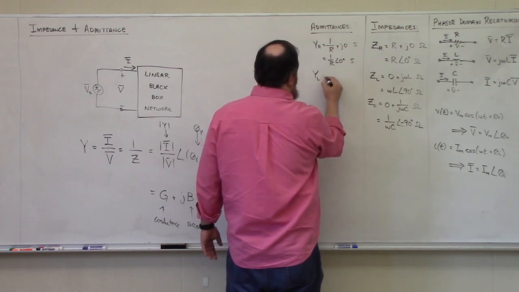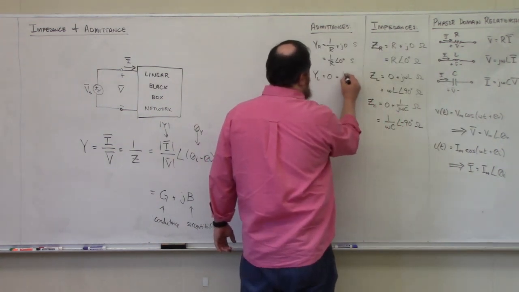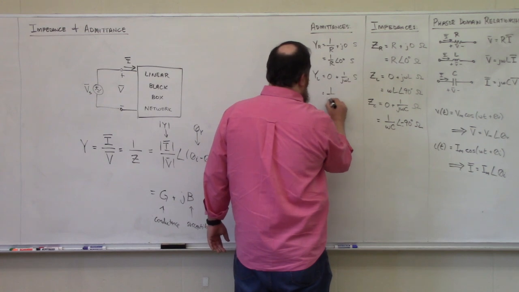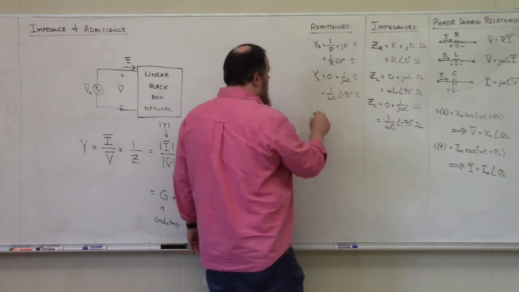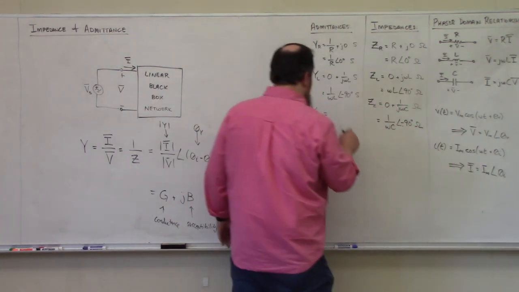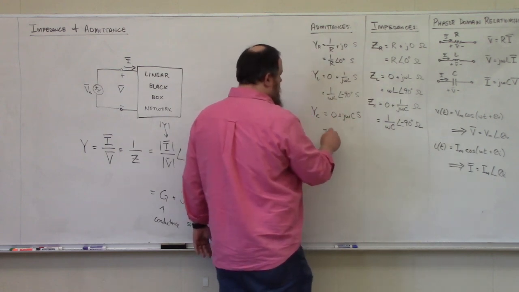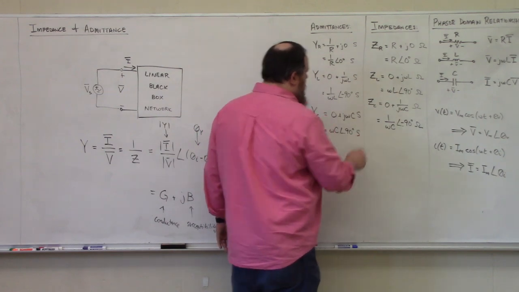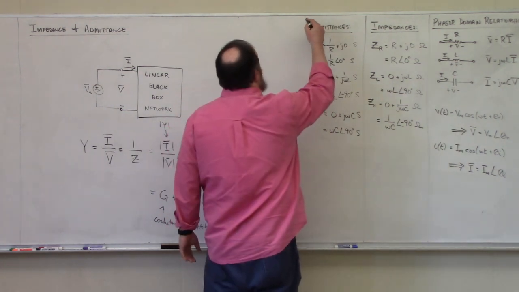For an inductor, I'm going to have 1 over j omega L, so that's 0 plus 1 over j omega L siemens, which is 1 over omega L angle minus 90 degrees siemens. And for a capacitor, I will have I divided by V is j omega C. So 0 plus j omega C siemens, which looks like omega C angle positive 90 degrees siemens. And all of these relationships are simply the inverse of the impedance relationships that we got previously.